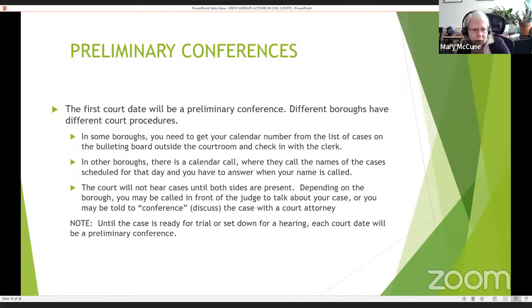So if you know the calendar number, you know a little bit if they're going to call you very quickly or if you're near the end, which can reduce your level of anxiety a little bit if you know when you're going to be called. In other boroughs, you may just get your calendar number from the list of cases and just go in and talk to the clerk and give them your number, and they'll just check you in, and nobody ever calls your case.